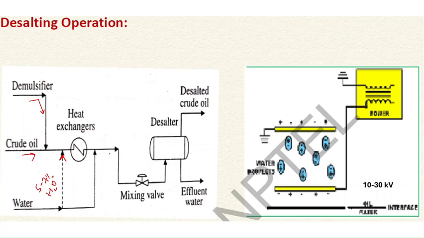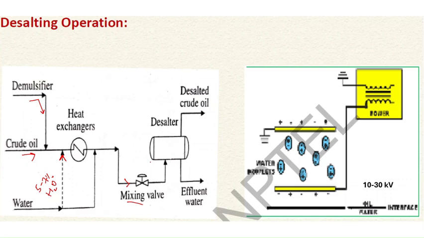And after this heat exchanging, what will happen? This mixture of water, crude oil, and demulsifiers will be taken to the mixing valve where thorough mixing of this crude oil and water takes place. So what happens? It forms a water and oil emulsion. For what reason? During this mixing, the water comes in very close contact with oil, and all the salts which are present in the oil get dissolved. Coming into contact with water, they get dissolved in water.